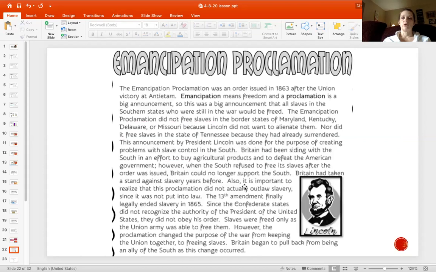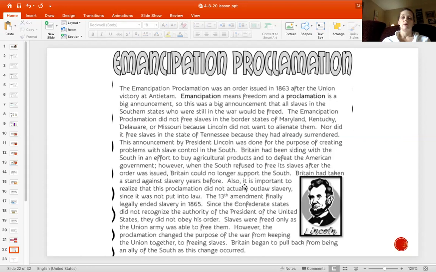I'm going to read this to you, and you can read it with me. And then we'll go over a few more questions about it, so pay particular attention. Emancipation Proclamation. The Emancipation Proclamation was an order issued in 1863 after the Union victory at Antietam. Emancipation means freedom, and a proclamation is a big announcement. So this was a big announcement that all slaves in the southern states who were still in the war would be freed.